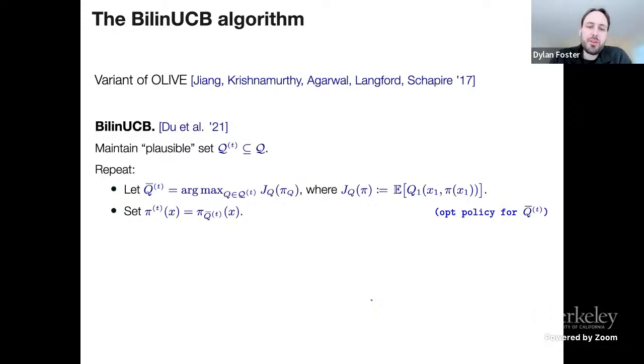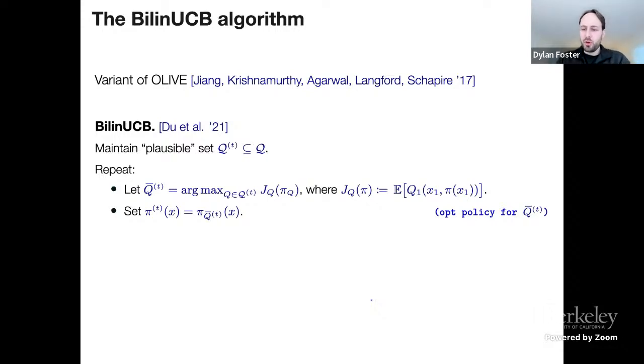And so what we're going to do is pick Q bar t to be the function in our confidence set that maximizes J_Q of pi_Q. So you can interpret this as saying, find the surviving Q function that thinks most highly of itself. It could be wrong though, so we need to make sure we take care of that. But once we have Q bar t, as usual, we're going to take pi t to be the greedy policy for Q bar t, just the policy that maximizes Q bar t.